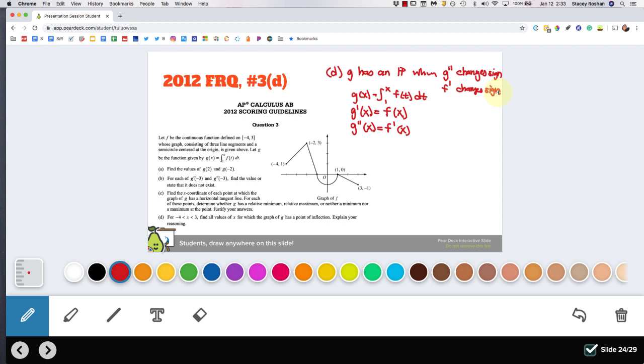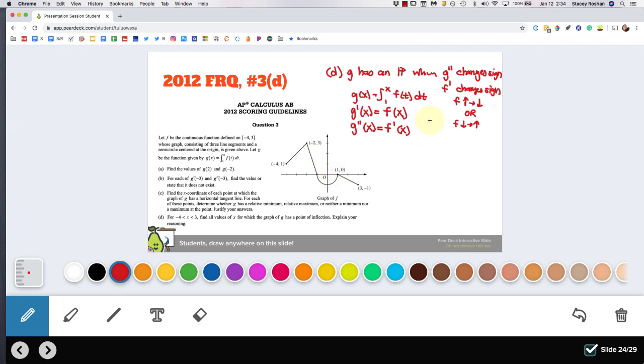When does f prime change sign? Well, f prime is positive when f is increasing. f prime is negative when f is decreasing. So that happens when f changes from increasing to decreasing, or from decreasing to increasing, which of course is the local maxes and local mins on the f graph.